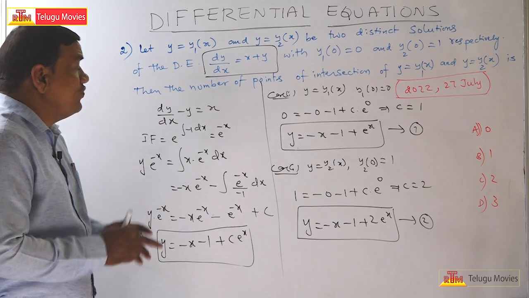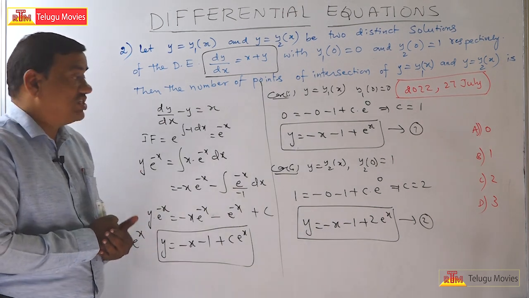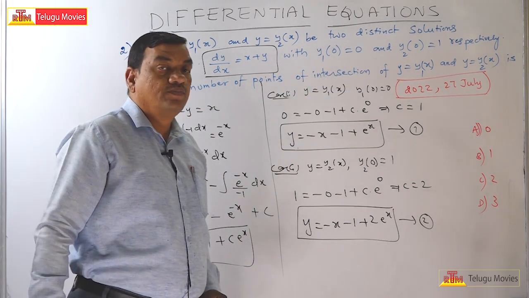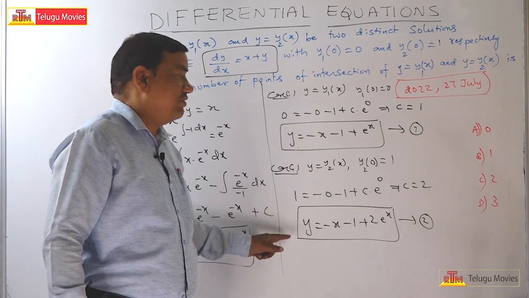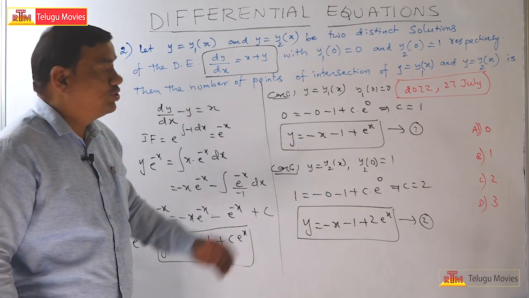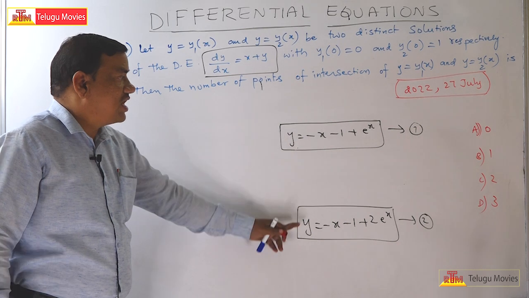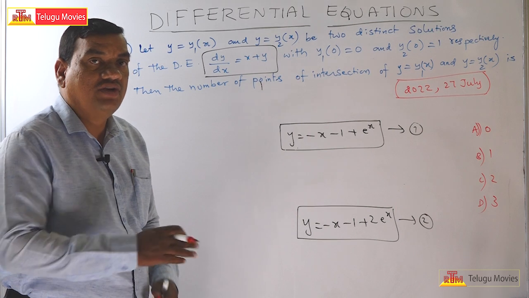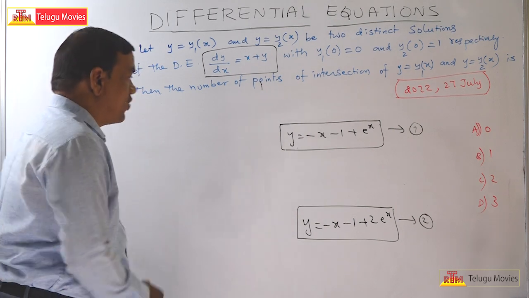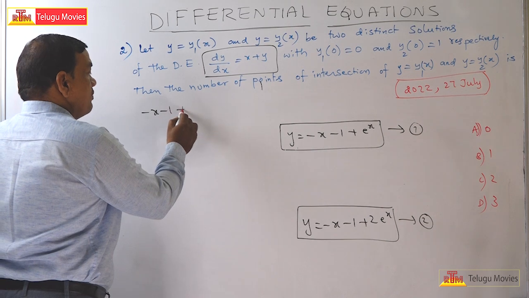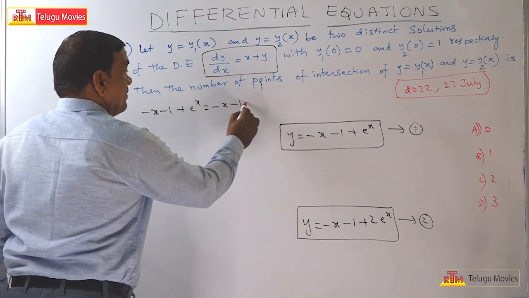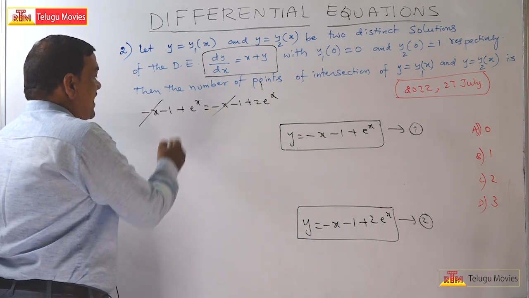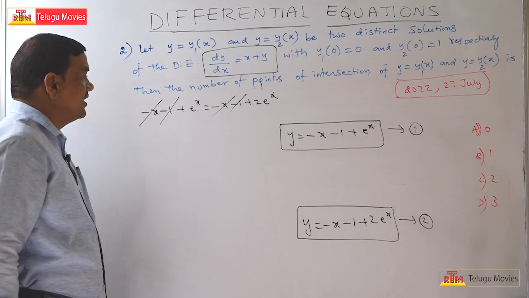Okay, now if you want to find out the point of intersection of these two curves, we have to solve these two equations. So, let us solve these two equations. Welcome back. So, these are the two curves. Here the left hand side quantities are y, therefore, we can equate the right hand side quantities. That is minus x minus 1 plus e power x is equal to minus x minus 1 plus 2 e power x. So, minus x will cancel, minus 1 minus 1 will cancel.